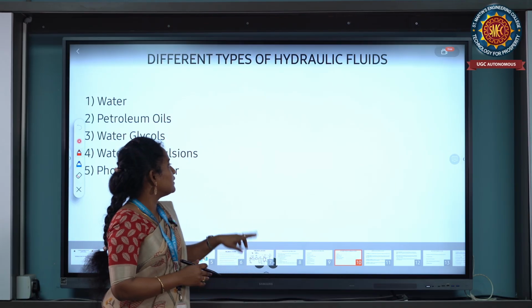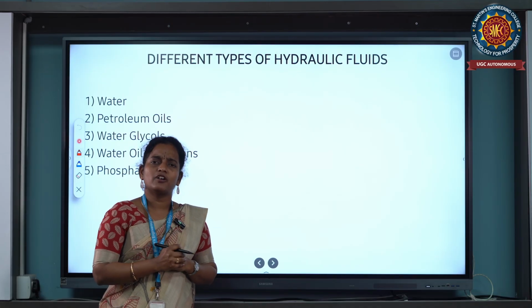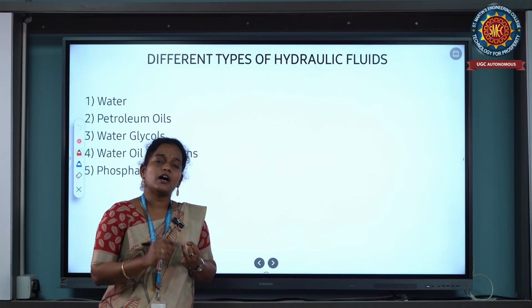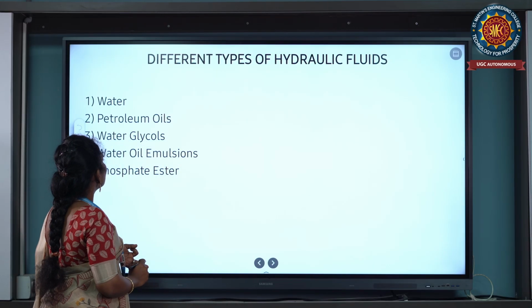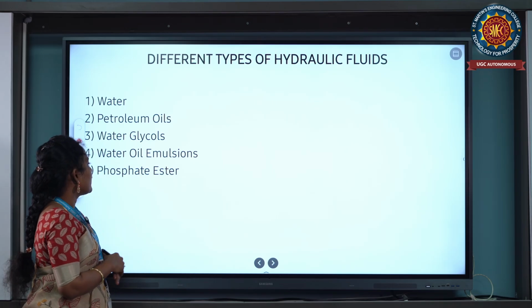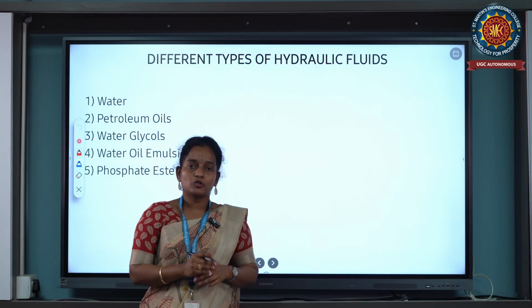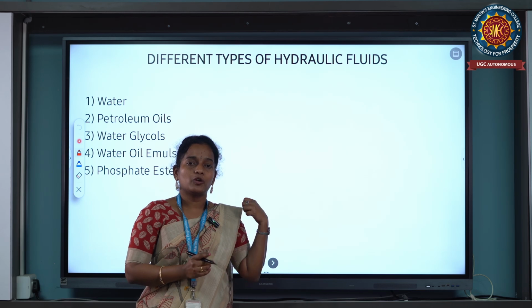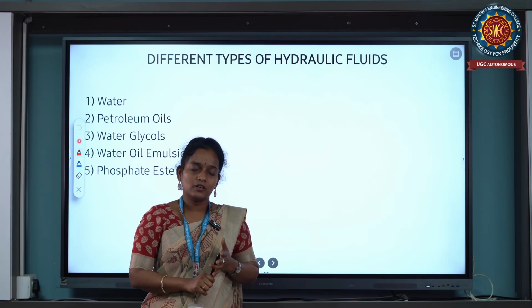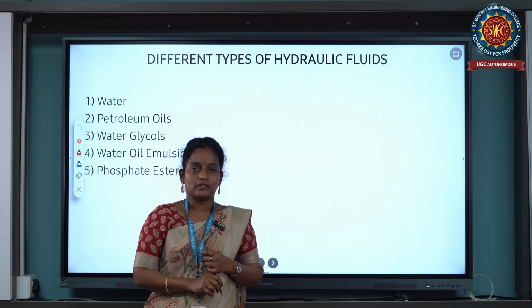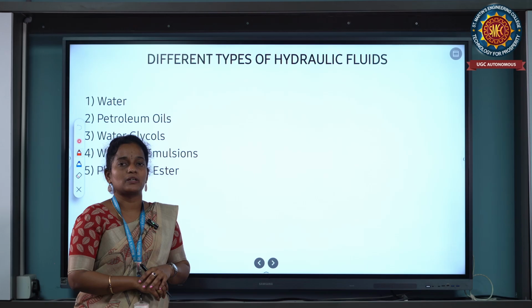Now finally I will describe the different types of hydraulic fluids. Based on your requirement, you have to use water, petroleum or some chemical. Here I have a total of five: water, petroleum oils, water glycol, water oil, and phosphate ester. These are the different types of hydraulic fluids. When you enter the hydraulic system, you have to select from these five. Generally we select water or oil only. These are the major five types of hydraulic fluids.